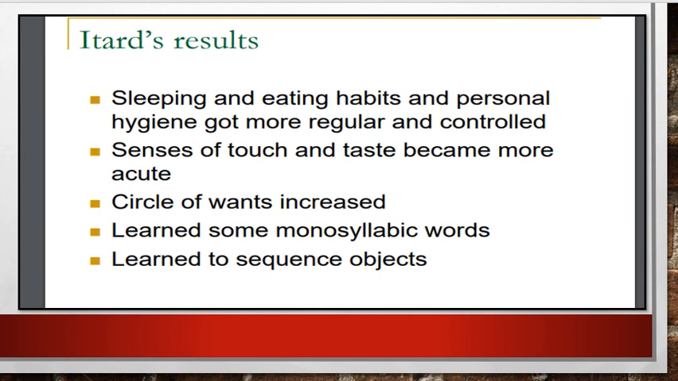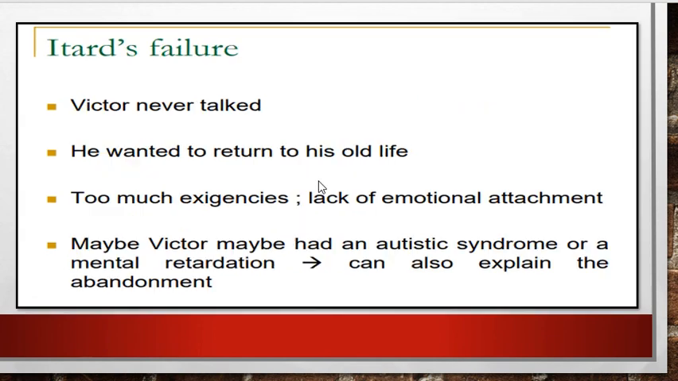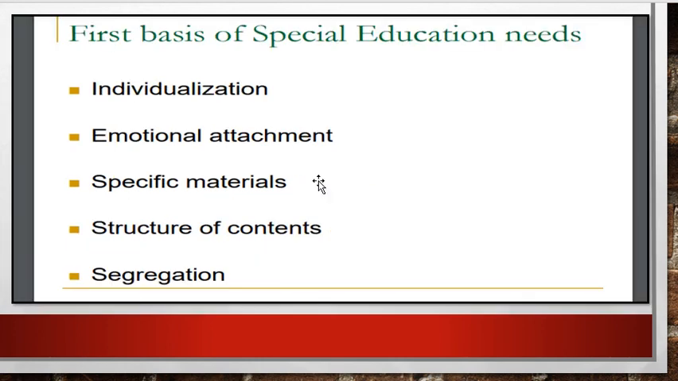So here are some of the results that happened to Itard. There was a little improvement, but there was also failure in those experiments. We could say that maybe Victor had an autistic syndrome or mental retardation, but he also had abandonment issues.